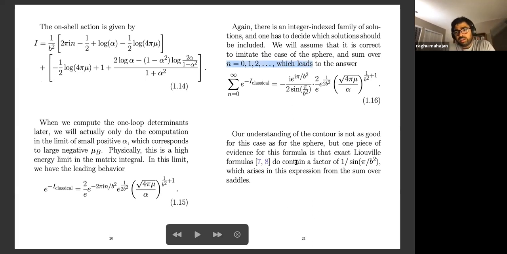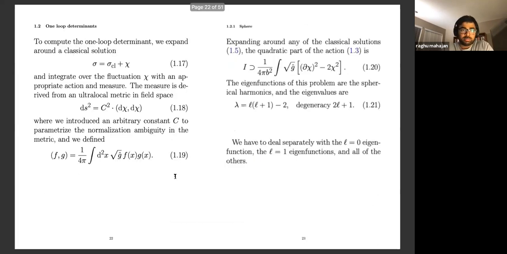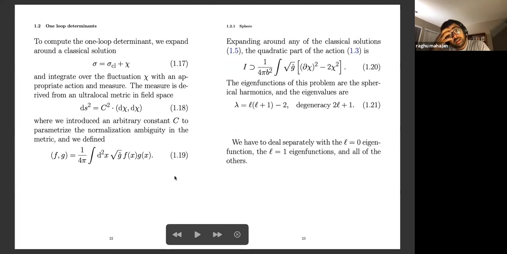So now we are done with the part about the on-shell actions. Next comes the one loop determinants. This is straightforward, though again, it's a pain to get all the constants right. So we are supposed to look at fluctuations around the saddle point denoted by this field chi. You have to define a metric on field space. A d chi refers to a small change in chi. And these round brackets are the inner product on fields on the space that we are considering.